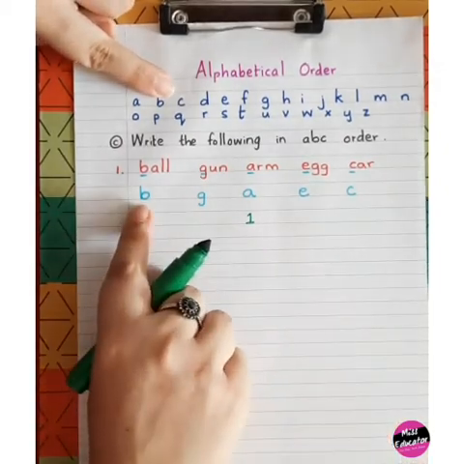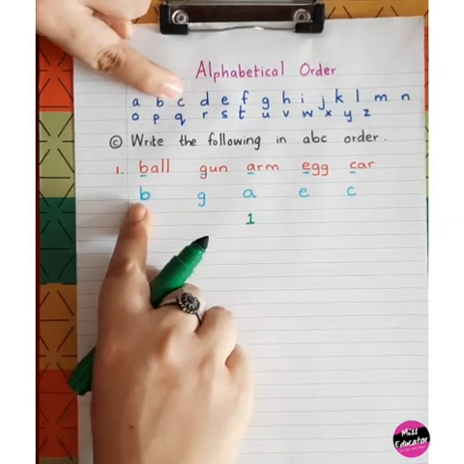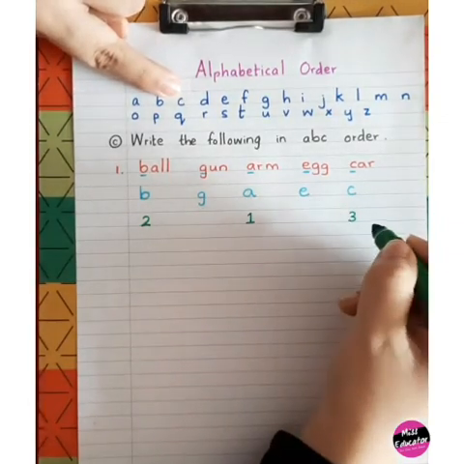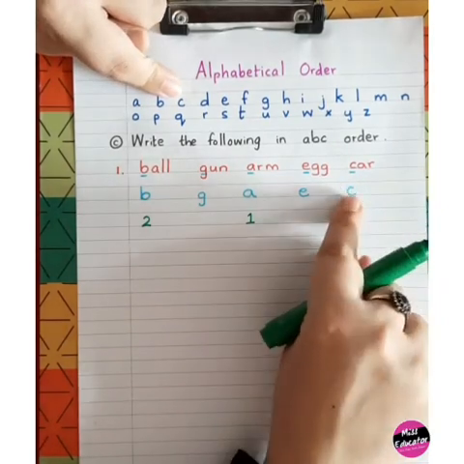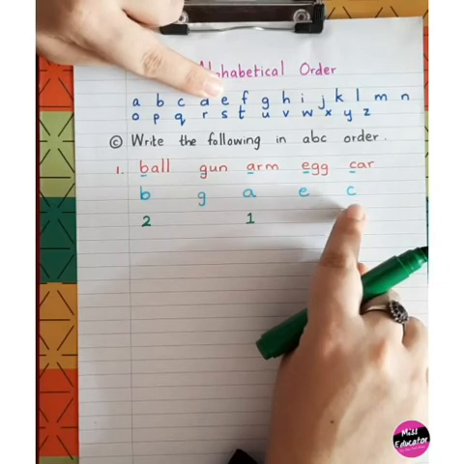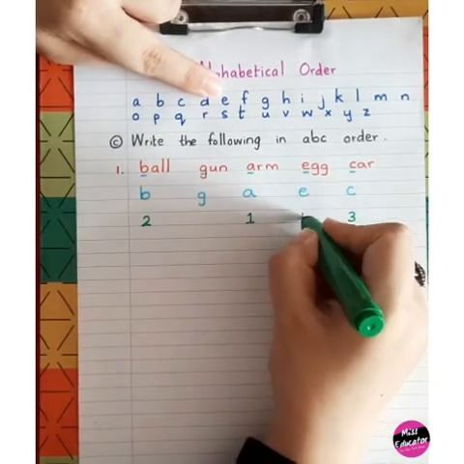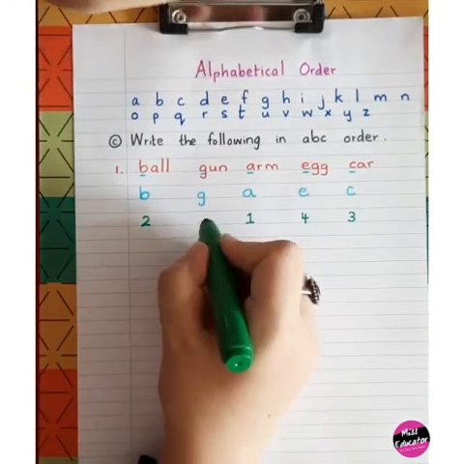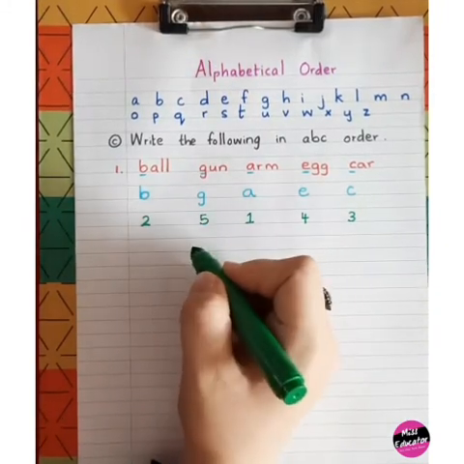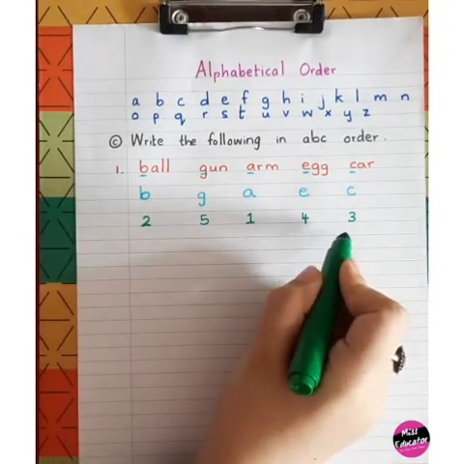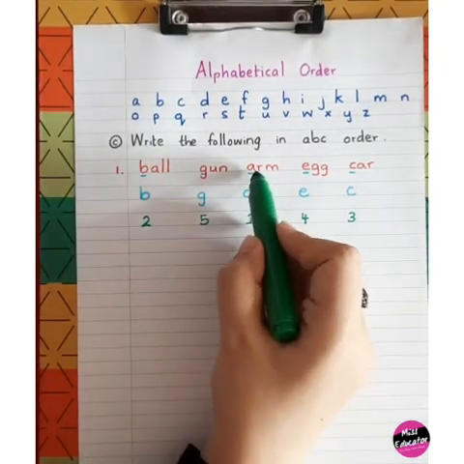After B, we have C. Let's find C here. After C, we have D. Do we have D over here? No. We have E next. And then we have G as the last letter. Number 5. So now we have written down the letters in order by putting down numbers. Now we will look at the word.